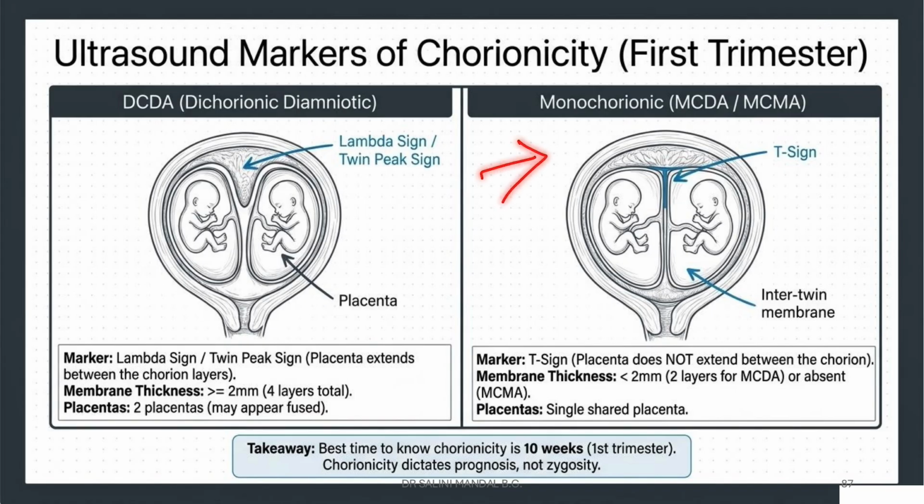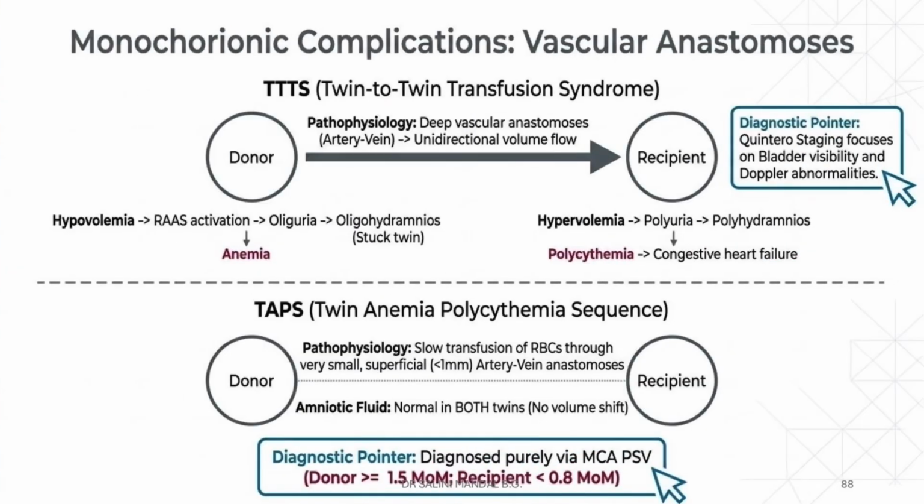But whereas in a monochorionic, monoamniotic or diamniotic, there is going to be a thin line over here. So T sign will be there. The thickness will be less than 2 millimeter, or sometimes absent in case of monoamniotic one. And there will be a single shared placenta. Here 2, but it looks like fused. Here only 1, T-shaped. So when are we going to find out the chorionicity? Best one is by 10th week.